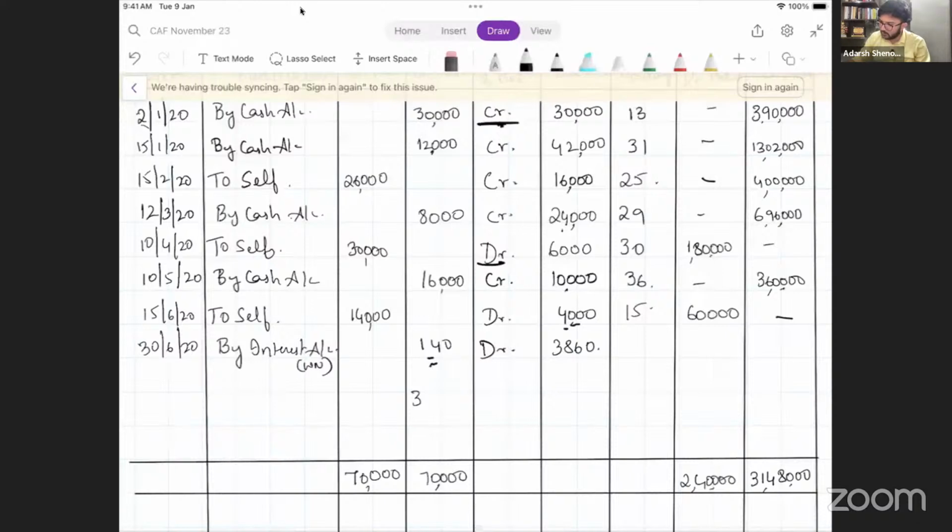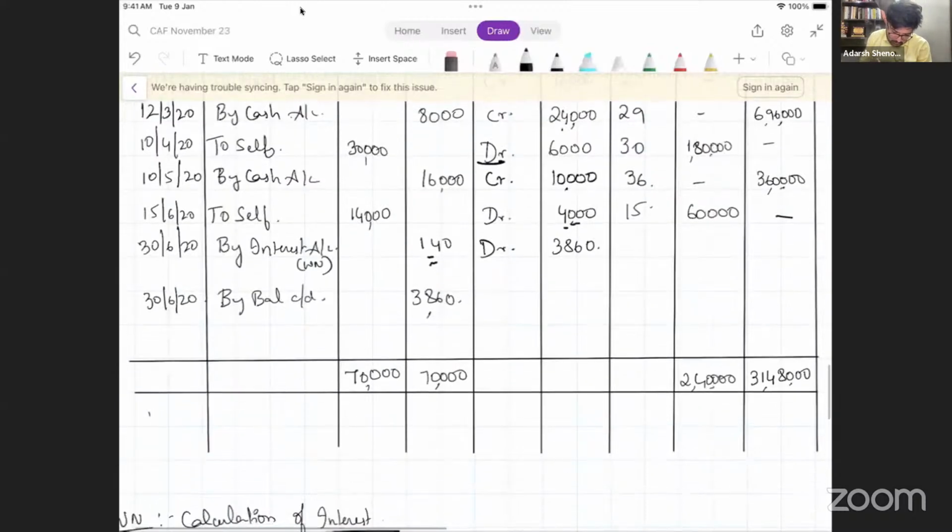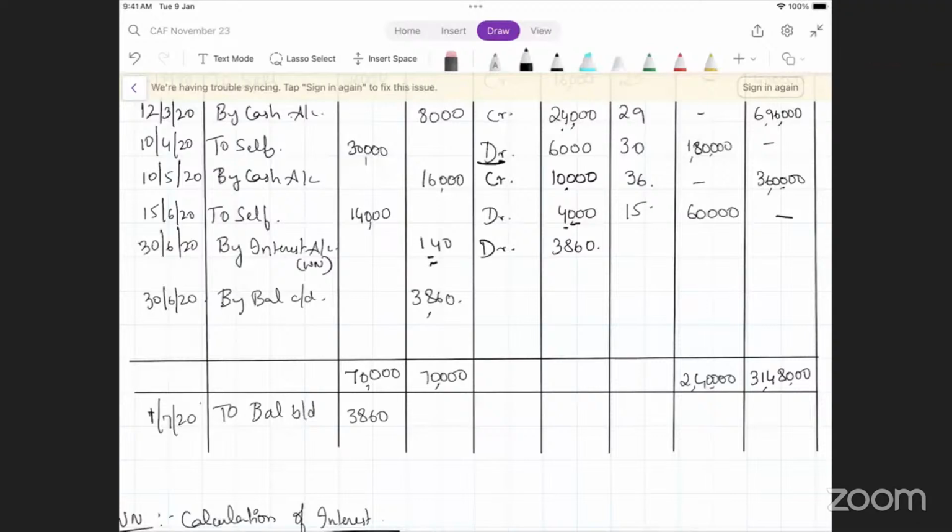3,860, right? What did I do wrong? Yeah, 3860. By balance carried down on the credit side. So I'm writing by balance carried down. And here 1720, you can write to balance brought down, 3860. I hope everyone has got these answers. I hope you've understood this.